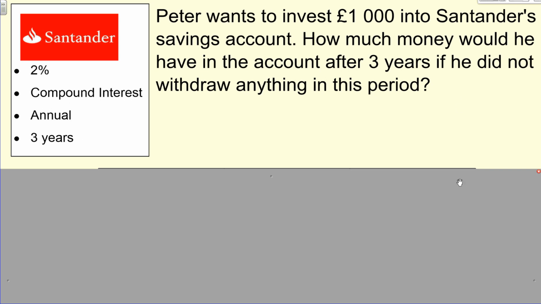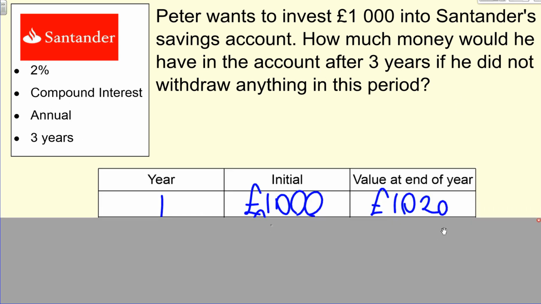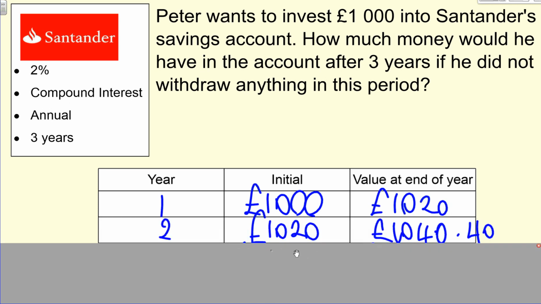Let's have a look. So at the beginning of the first year, he started with £1,000, and if you figure out 2% of £1,000, it's £20. Add that on, and that tells you that at the end of the first year, he'll have £1,020 in the account. So that means at the beginning of the second year, he'll also have £1,020 in the account. So at the end of the second year, we're going to be adding 2% again, but this time it will be 2% of a different amount.